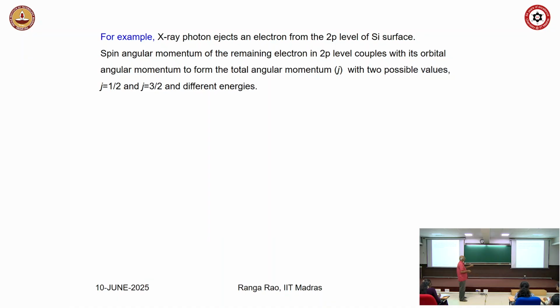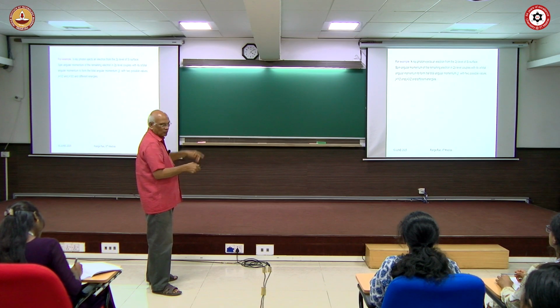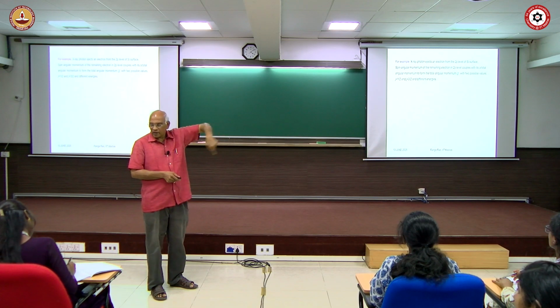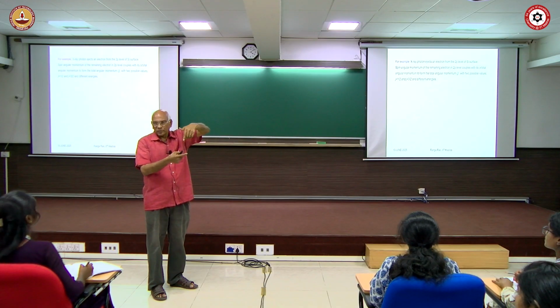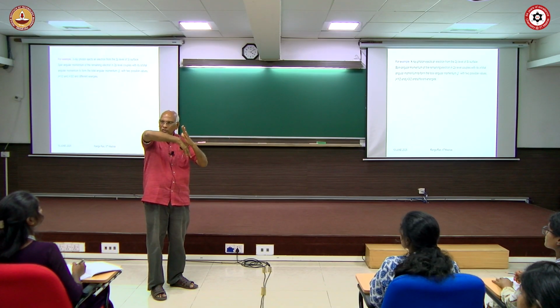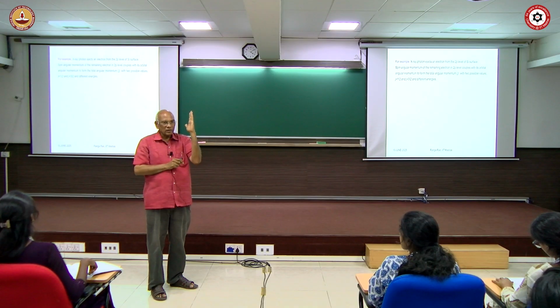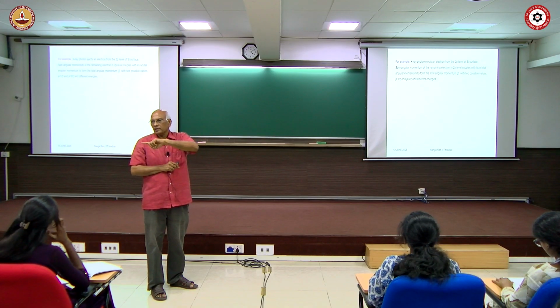See here, for example, an X-ray photon ejects an electron from the 2p level of silicon, so a silicon surface. You have a silicon element, silicon surface. Now the spin angular momentum of the remaining electron in the 2p level couples with the orbital angular momentum, L, right? These two couple. If you don't ionize, then the total value is 0. If you ionize, then you have a net value, right? So that interacts with the L value.